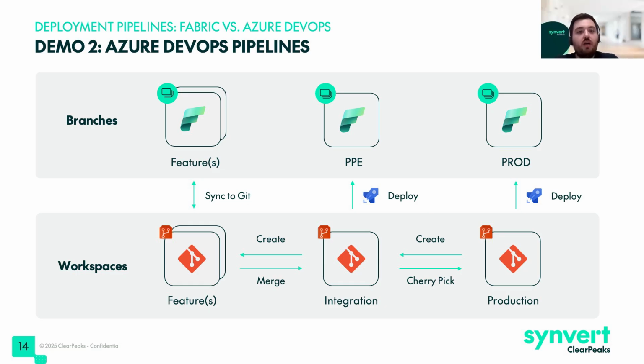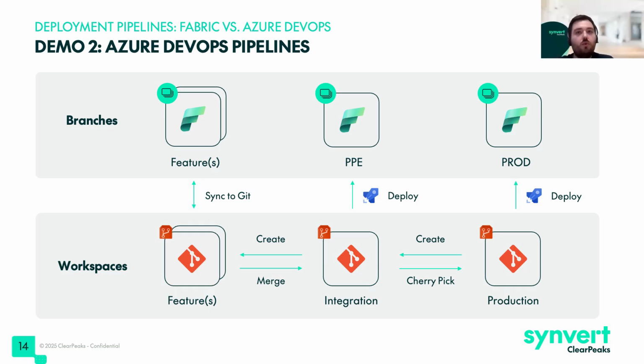Both workspaces have a corresponding branch in Azure DevOps, but they are not connected into the workspace. Only the feature branch is connected to Git in the workspace. So every time we want to do a new development, we will create a new feature workspace and a new feature branch. And this feature branch will be based on the integration branch. So when the development is finished, we will do a pull request from the feature branch into the integration branch.